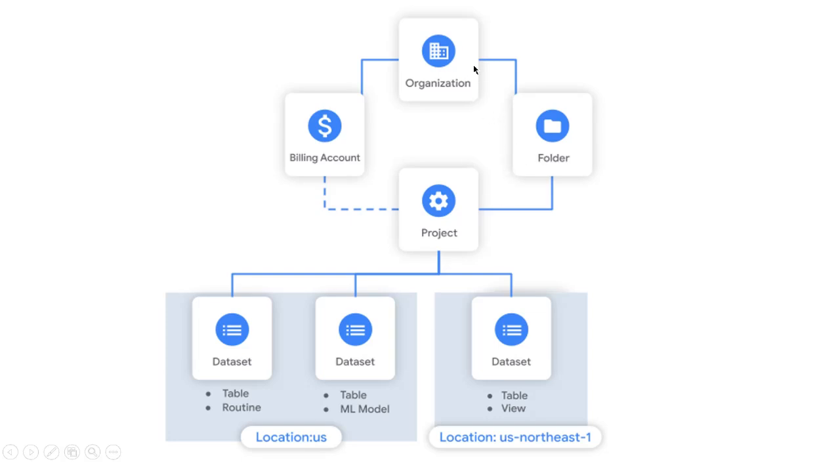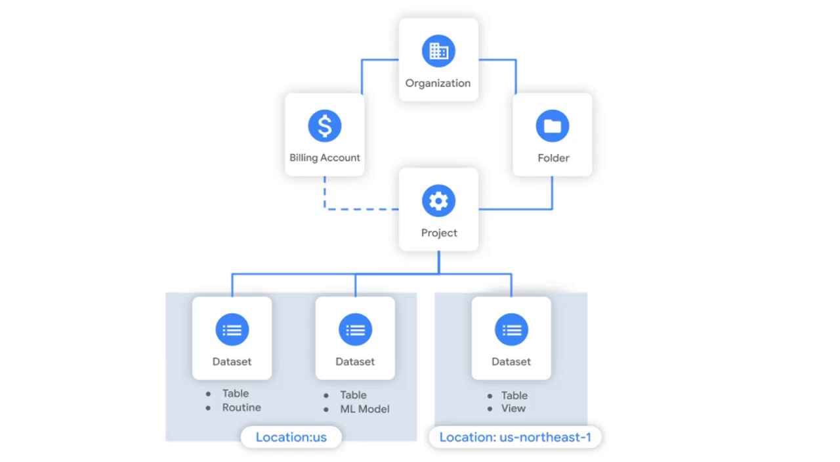Okay, this is on one side. This is the hierarchy of how we can organize the data or your data structures. On the other side, within the organization you can have one or more billing accounts. Billing accounts are the way that you can manage the billing. These billing accounts can be linked with one or more projects.